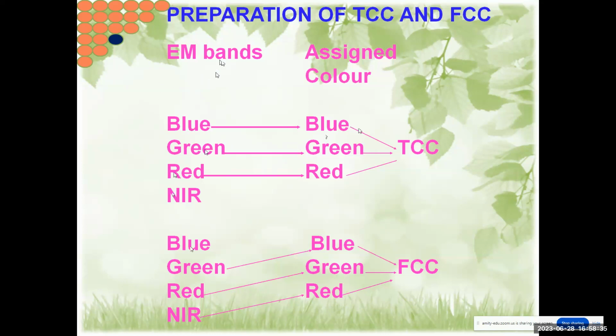So when the electromagnetic blue band passes through the blue color, green band passes through the green color, and the red band passes through the red color, then a true color composite is formed. But in remote sensing, when the green band passes through the blue color, the red EMR band passes through the green color, and the NIR band passes through the red color, then a false color composite is formed. That's why in the false color composite the forest appears as the red color, because forest vegetation reflects the maximum NIR, and this NIR passes through the red color.